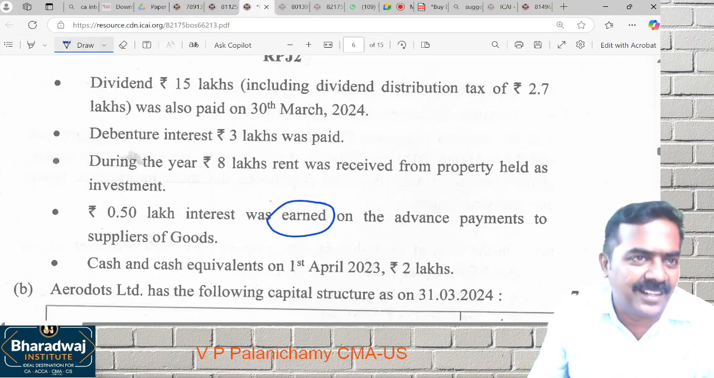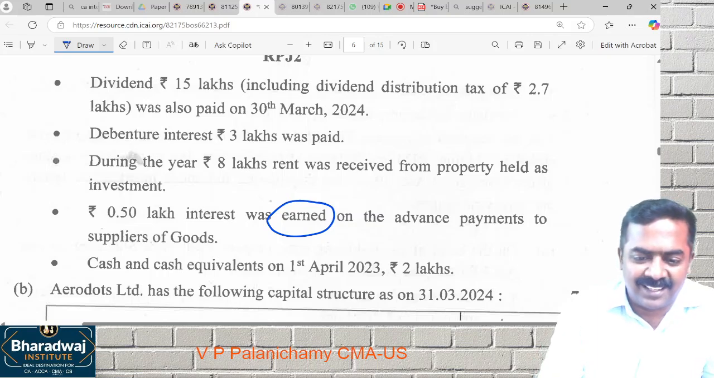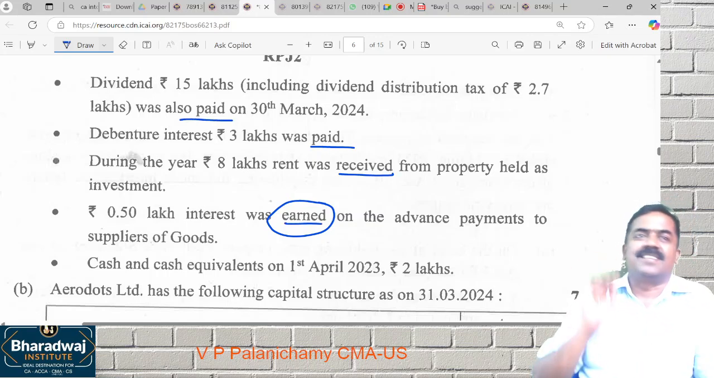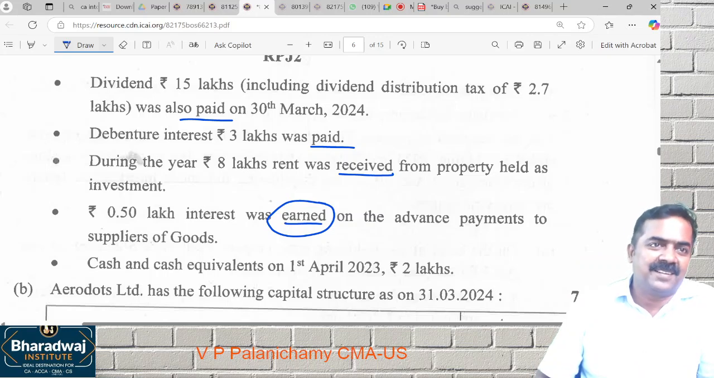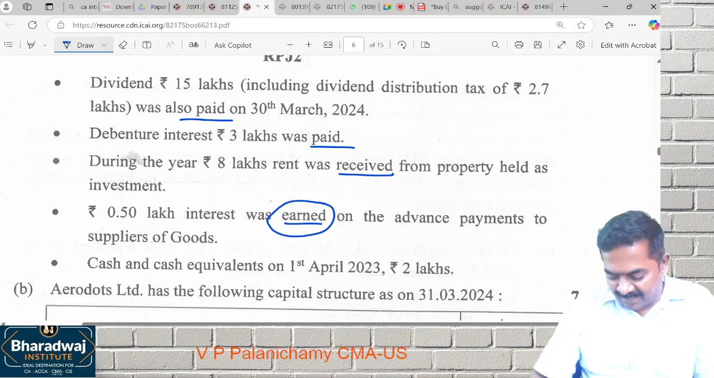So it will not be reflected in which one? Cash flow statement. It will not be reflected in the cash flow statement. The others will be clearly given: received, paid, dividend paid. This is earned but not received. It will not come in any activity. Suppose it was received, in which activity would it have come? Operating activity. It was only earned, not received.